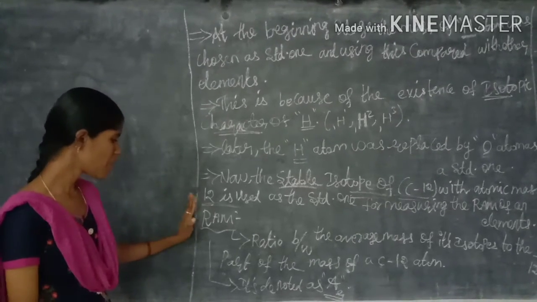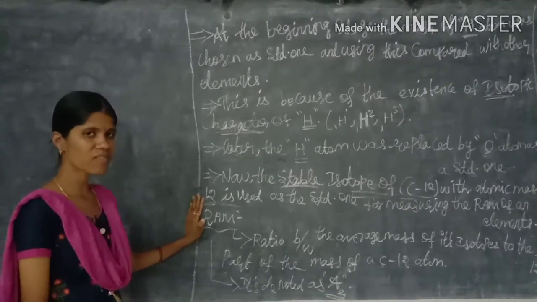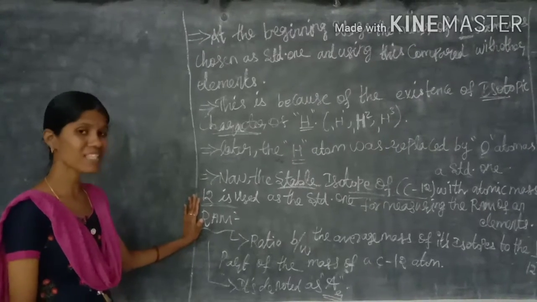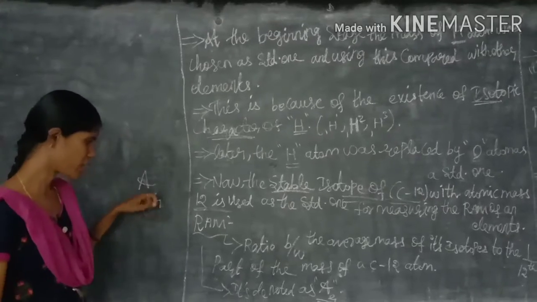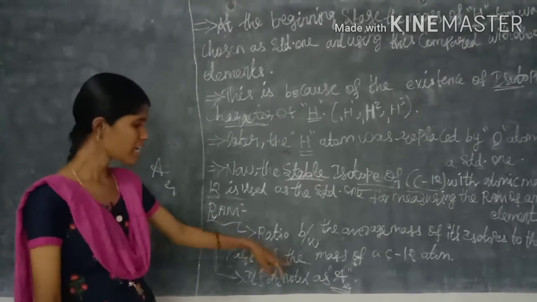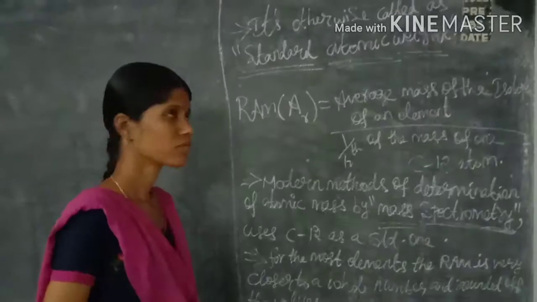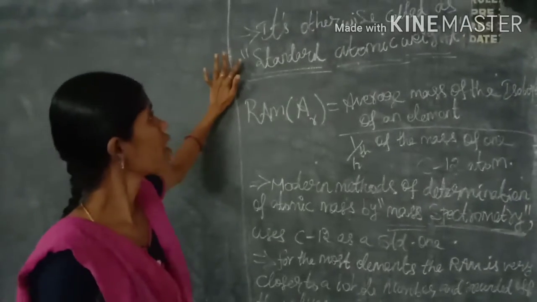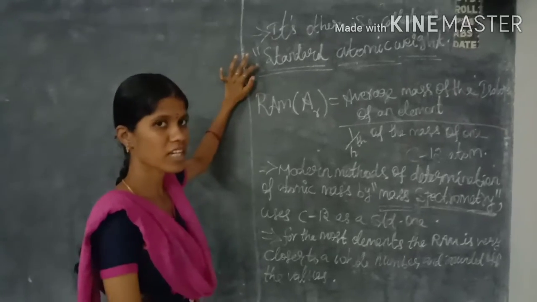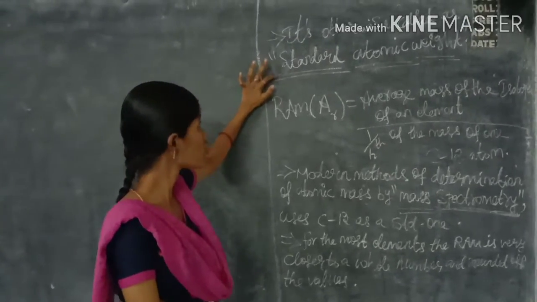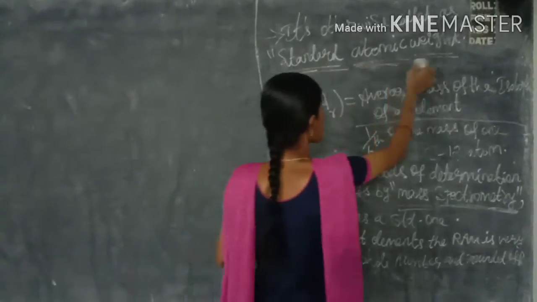The RAM is symbolically denoted as A suffix R, capital A, not small a. So the RAM is denoted as A_R. The relative atomic mass is otherwise known as the standard atomic weight.